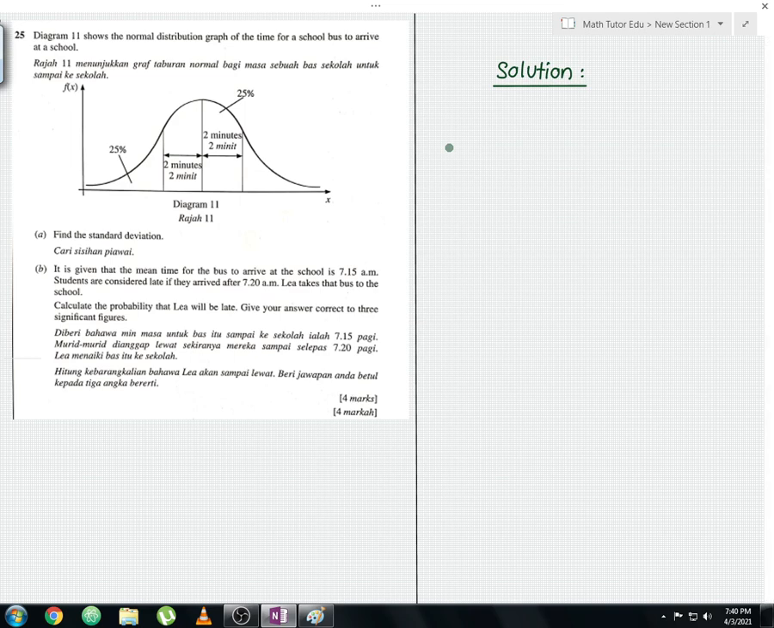Now I'll be discussing SPM 2019 paper 1 question number 25 from Form 5 chapter 8 probability distributions short question.